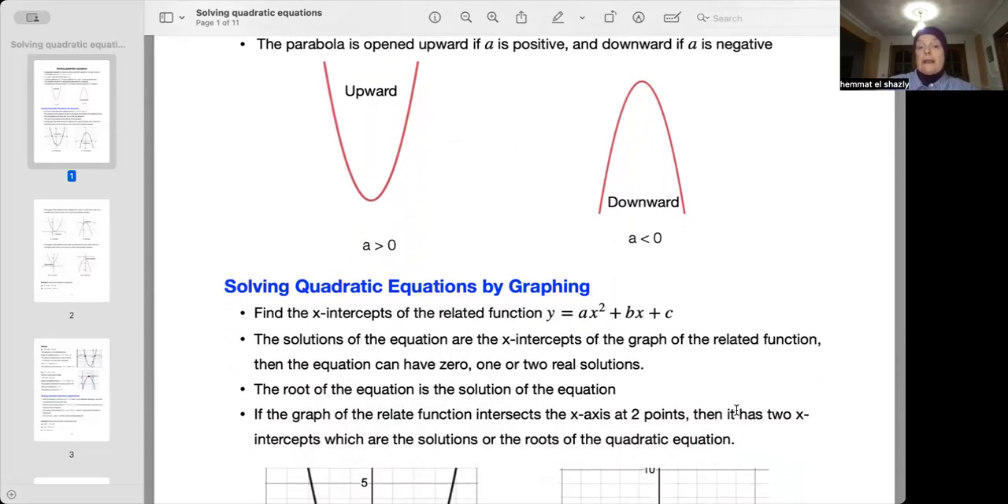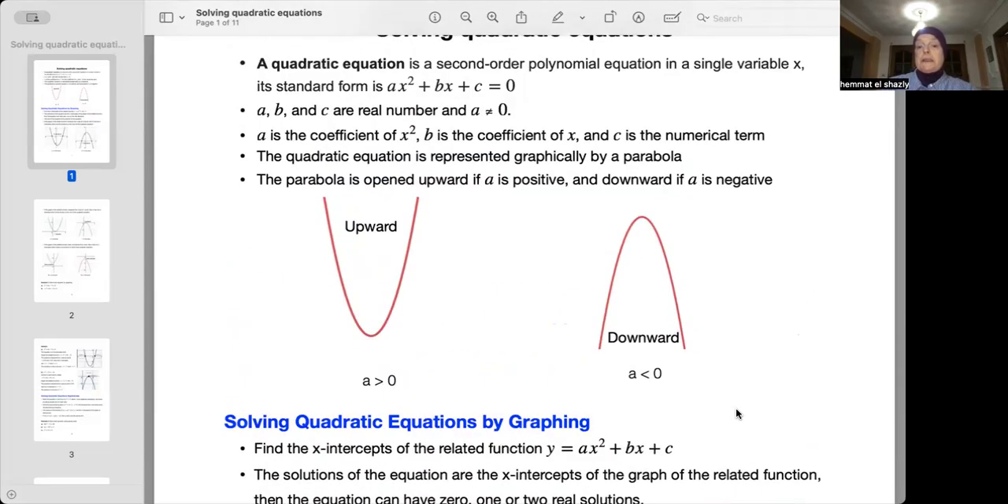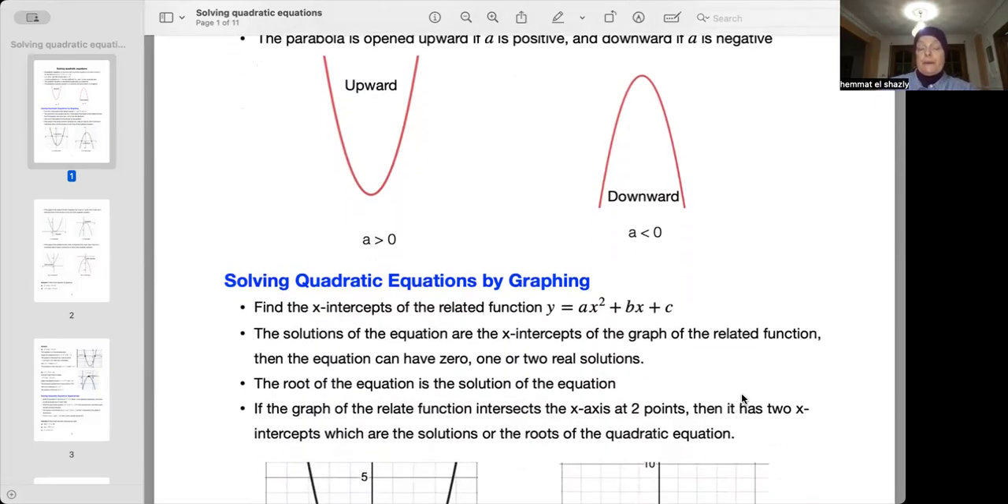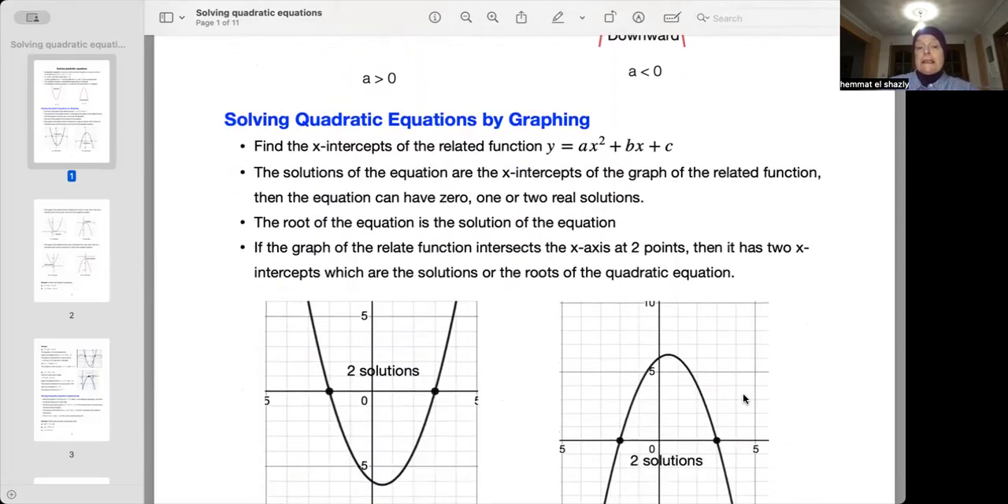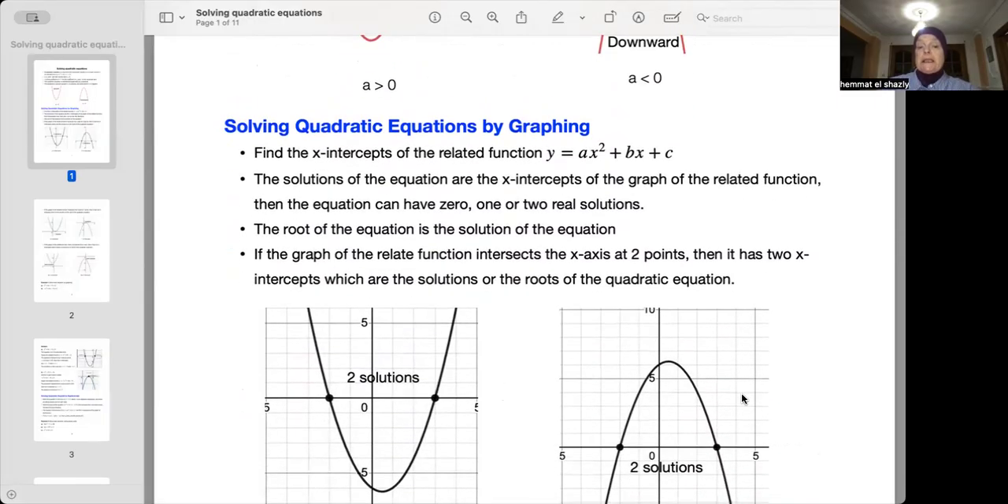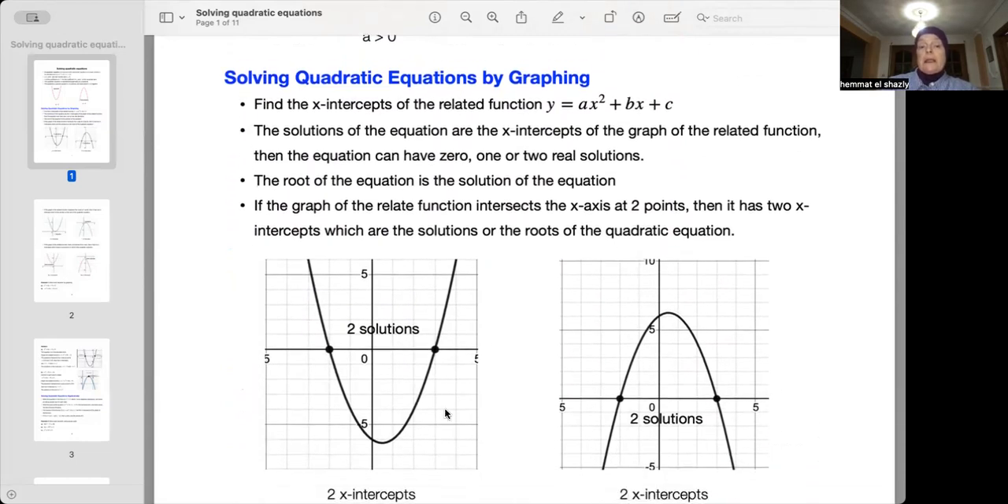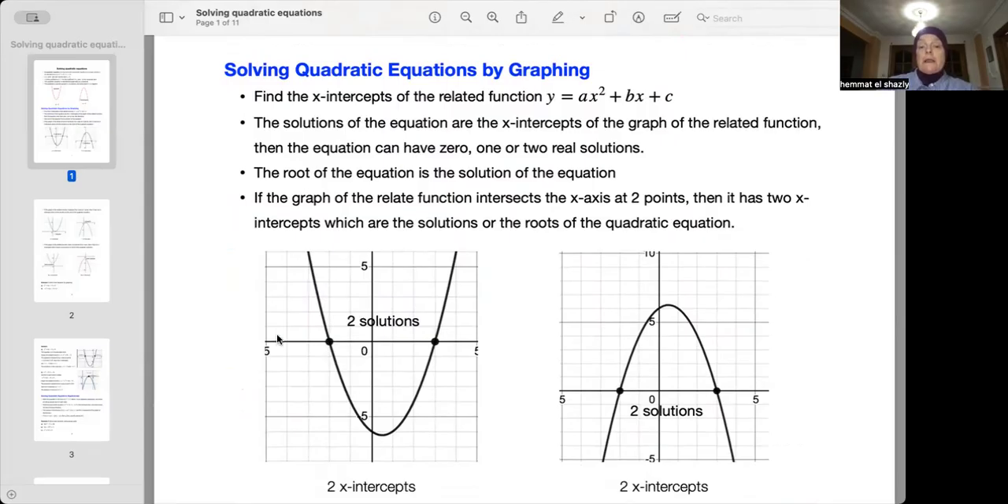How to solve the quadratic equation? You can solve the quadratic equation graphically or algebraically. If we solve it graphically, then the solution of the quadratic equation will be the point of intersection between the x-axis and the parabola, as the figure shows. In this figure, there are two x-intercepts. Then this equation has two solutions or two roots.